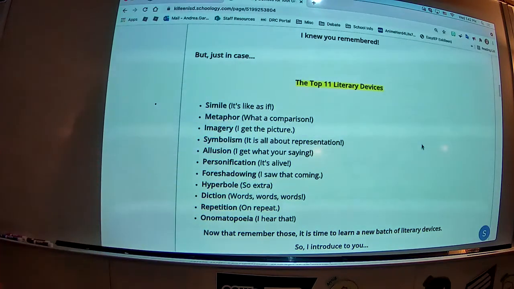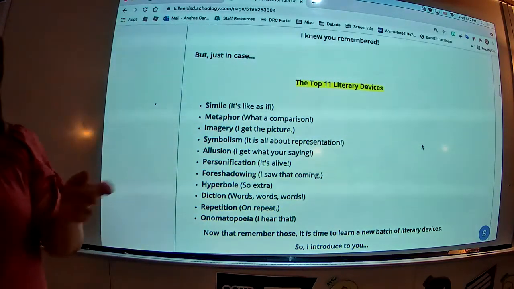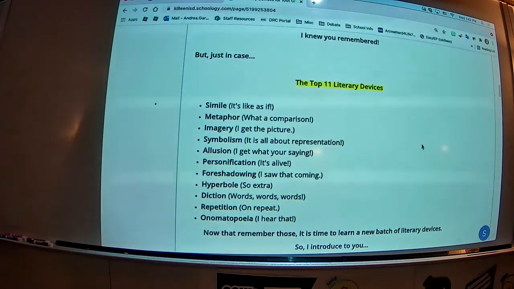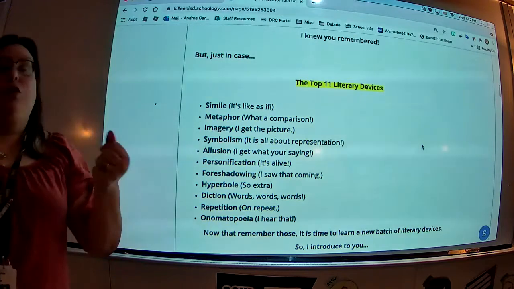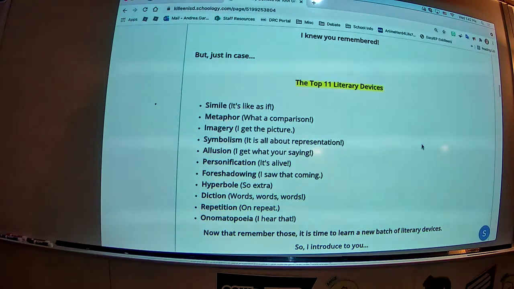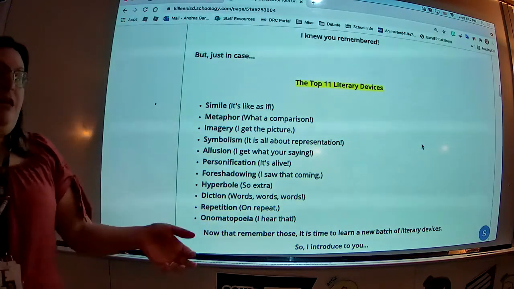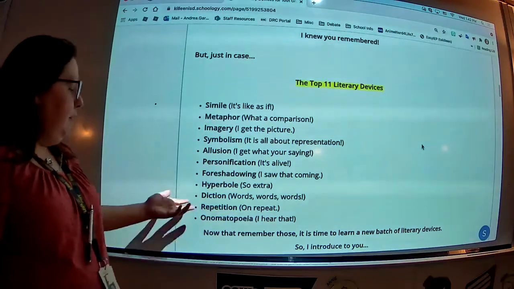Diction is words, words, words. It's the words that you choose to use when you're writing. So like when you're doing writing for the Star, you're gonna be more formal and academic. But if I'm asking you to write a narrative, you could use slang. You could talk the way that you talk, right? You could use text language. That's diction. Repetition is obvious.